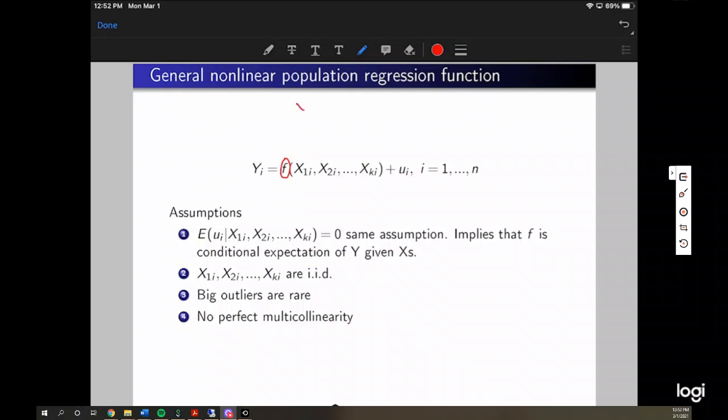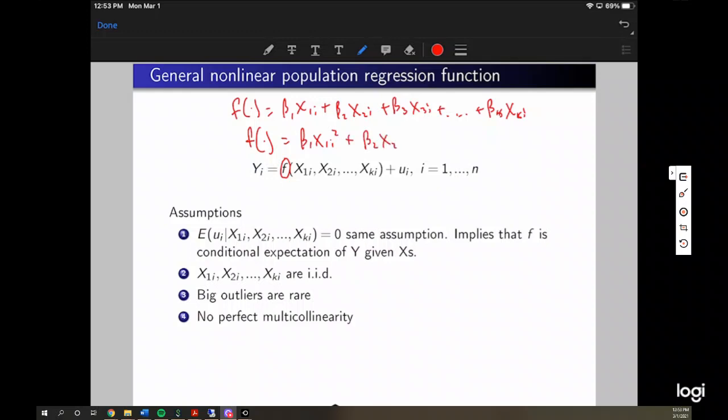If it's linear, that f could take on the form of x1i plus, we have to have some betas in here, beta 2 x2i plus beta 3 x3i plus all the way to beta k xki. So we could have it just as a linear function. That could be f. We could have it as a quadratic. We could have beta 1 x1i squared plus beta 2 x2i squared, etc. So we're just writing this in as general a way as possible.